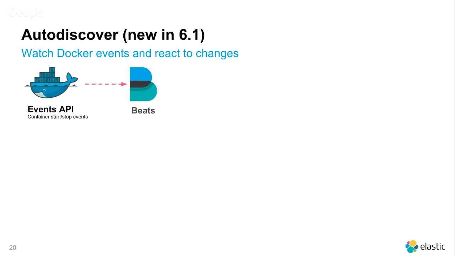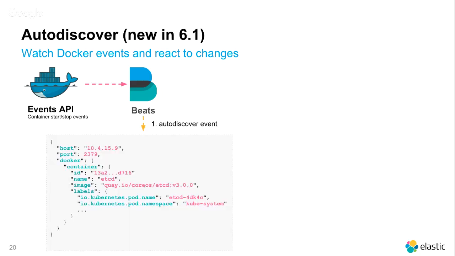So this is how auto-discover works. Basically, Beats is talking to the events API in the same manner as we saw with the metadata processors. And for every new container that starts or dies, we create an auto-discover event. This is something internal to the Beat, with all the useful information you may want to know about that container. So as you can see, we have information about the IP address of that container, the exposed ports, the image that it's running, the container name, container ID, all that, also labels.